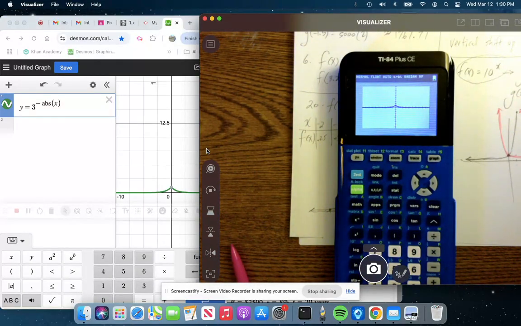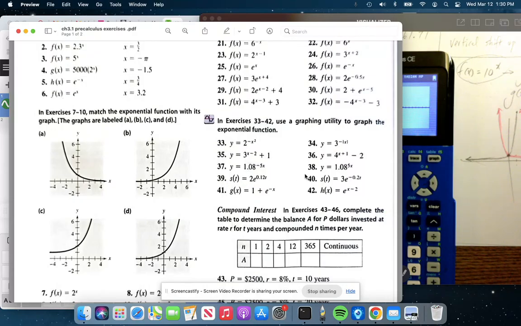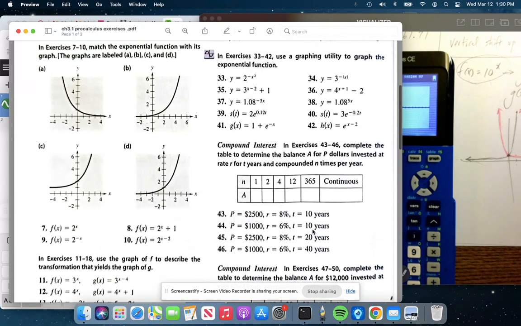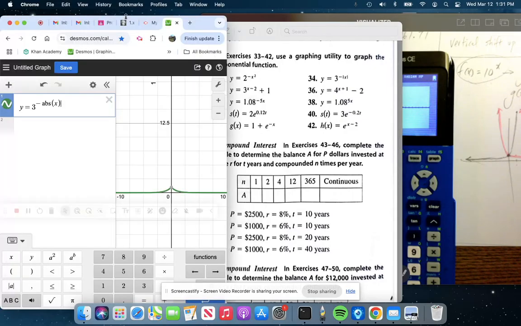All right. So that's all you do on those. You just graph them and draw a sketch of those problems for this section. And then the next section, this is where we get into actual applications, and I'll save that for another video. Try to keep this one short.